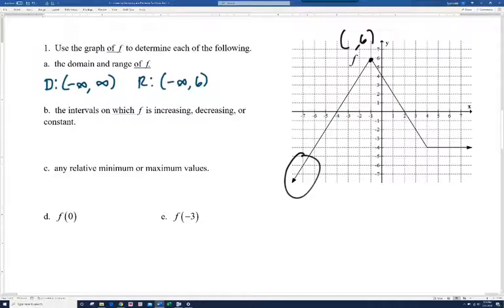And actually, I need to fix this because that point is on the graph, and so this should be a bracket. It's part of the range. That point is on the graph, and its y value is 6. All right, let's see what else do we have here. Hold on, let me erase this here.